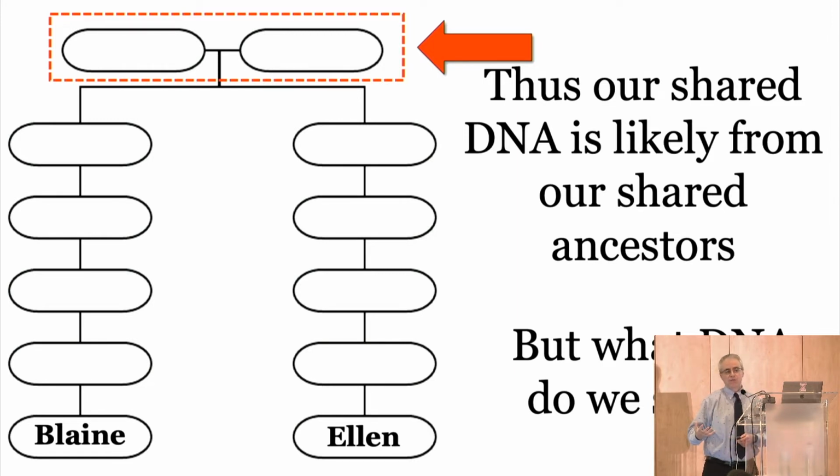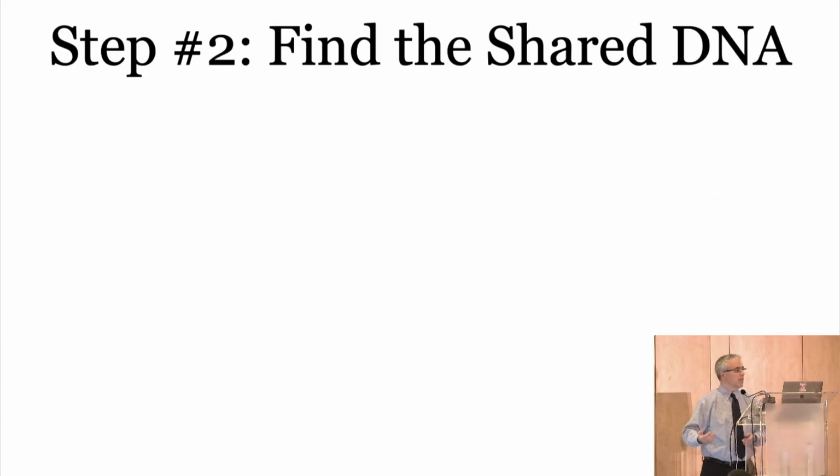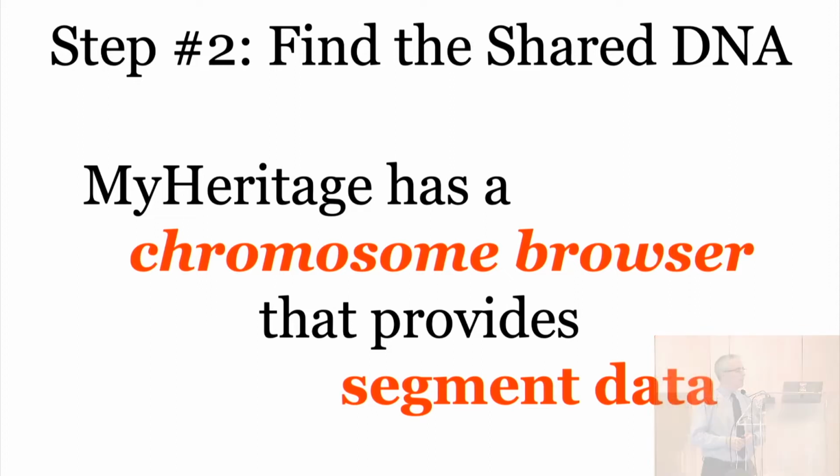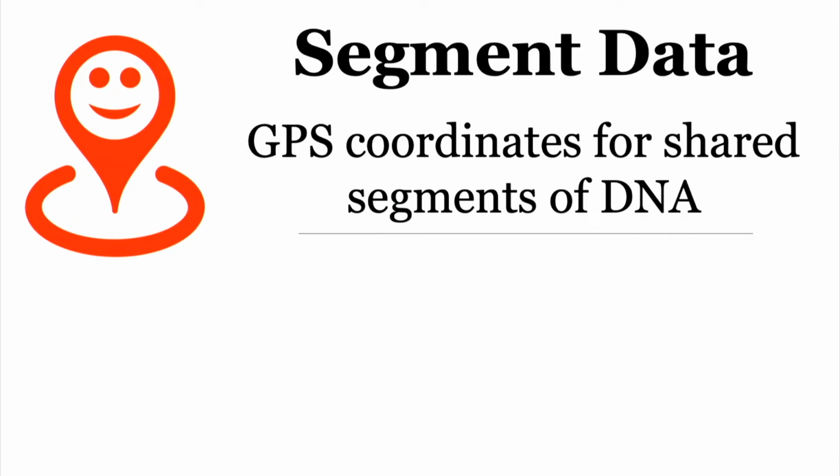Step two, then, is finding what piece or pieces of DNA that we share. Thankfully, MyHeritage has a chromosome browser that gives us what's called segment data. And segment data is the DNA that Ellen and I share in common. I often think of it as being GPS coordinates. So it's GPS coordinates, locations on our chromosomes of where we share DNA with Ellen.